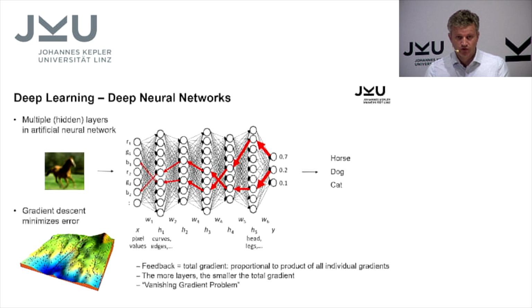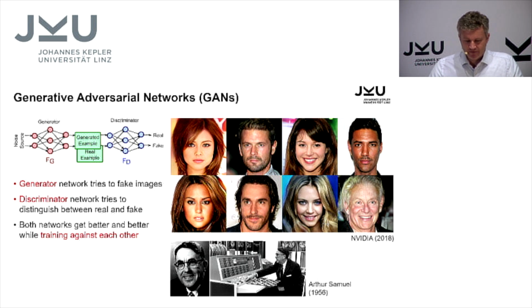But you can do the same not only with pictures, but with text, with maybe some scientific data, with music, and so on. A very modern development in this field are so-called generative adversarial networks, or GANs. And here the trick is that you have two neural networks playing against each other.